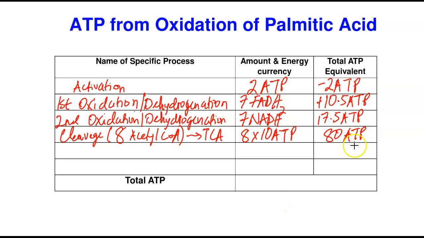So what are we going to do? We're going to add everything together. If you add 80 plus 17.5 plus 10.5, that gives us 108. 108 minus 2 gives us 106. So 106 ATPs are generated when 1 mole of palmitic acid is broken down in beta oxidation.